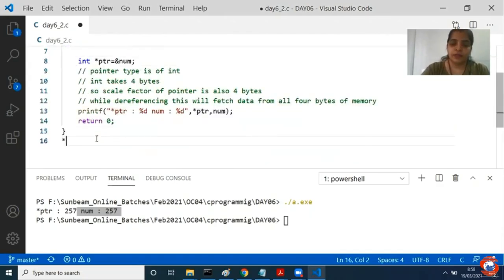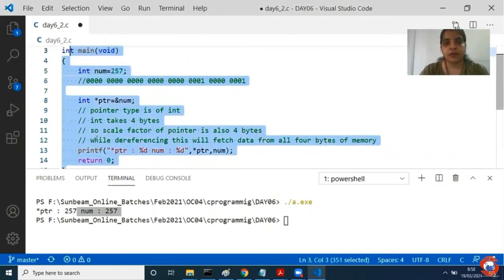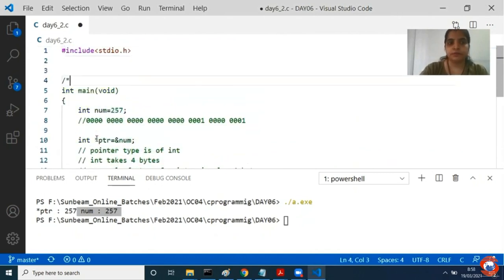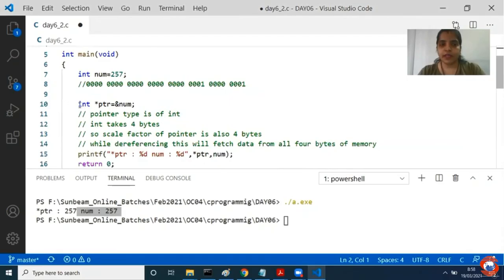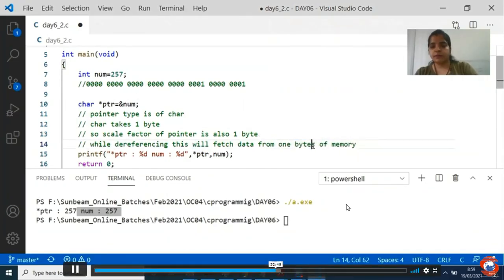ठीक. Now let us say I will take the same example, and instead of writing integer, I am declaring character. Now can you please tell me what is the type of pointer now? Character. Character takes how many bytes? 1 byte. So scale factor of the pointer is also 1 byte. So while dereferencing, this will fetch the data from 1 byte of memory only.